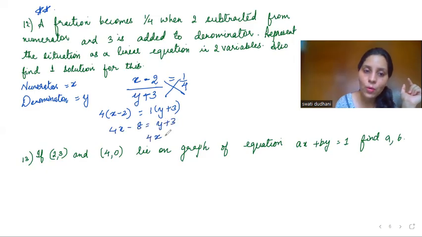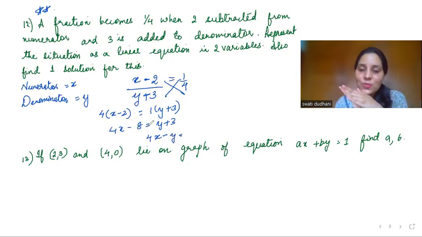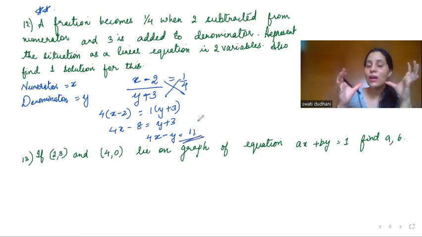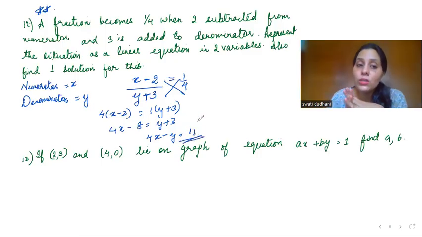So we get 4x plus y, transpose minus y, minus 8 transposed becomes plus 8. So 8 plus 3 is 11. So this is our linear equation. Now here you need to find one solution. One solution means you can randomly take the value of x or y, substitute, and find the other value.